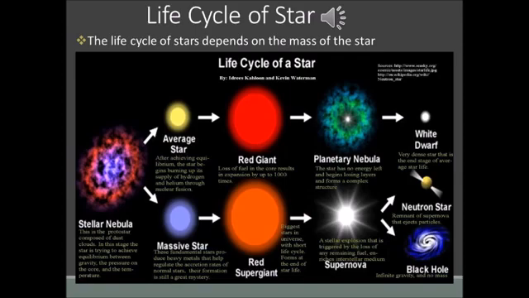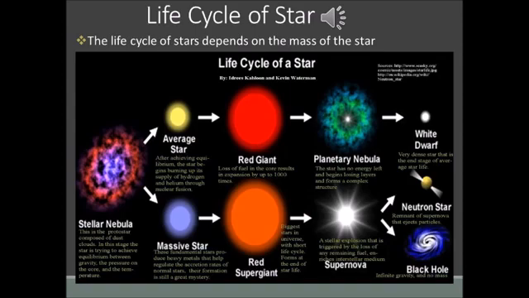This diagram shows you the cycles of low and high mass stars. The upper levels show you the low mass stars and the life cycle that they go through and their fates. The high mass stars are then on the bottom. So the low mass stars will start with a stellar nebula, move into an average star, a red giant, planetary nebula, and a white dwarf.